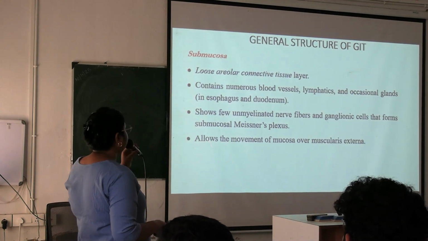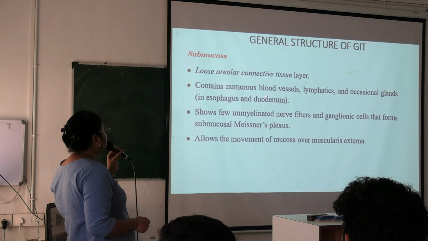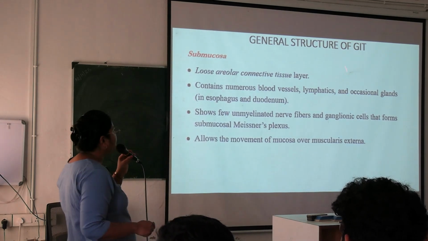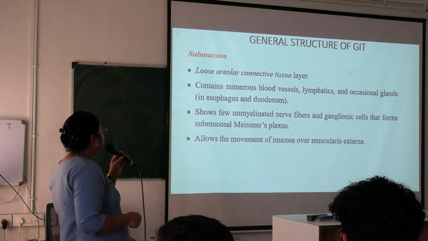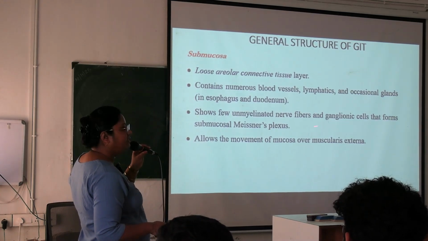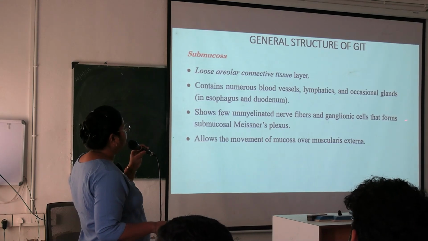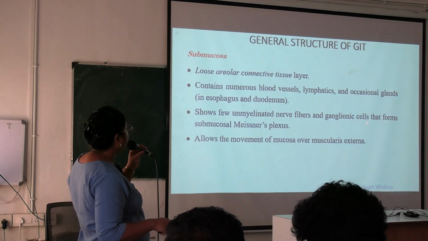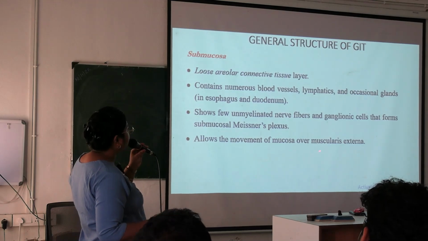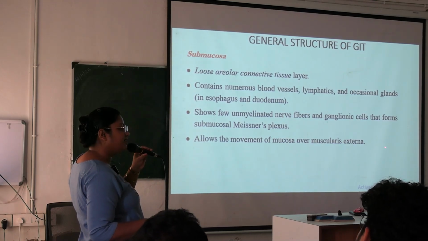Next, we are going to submucosa. It is a loose areolar connective tissue layer, contains numerous blood vessels, lymphatics, and occasional glands in the esophagus and duodenum, and it shows few unmyelinated nerve fibers and ganglionic cells that form the submucosal Meissner's plexus, and it allows the movement of mucosa over the muscularis externa.